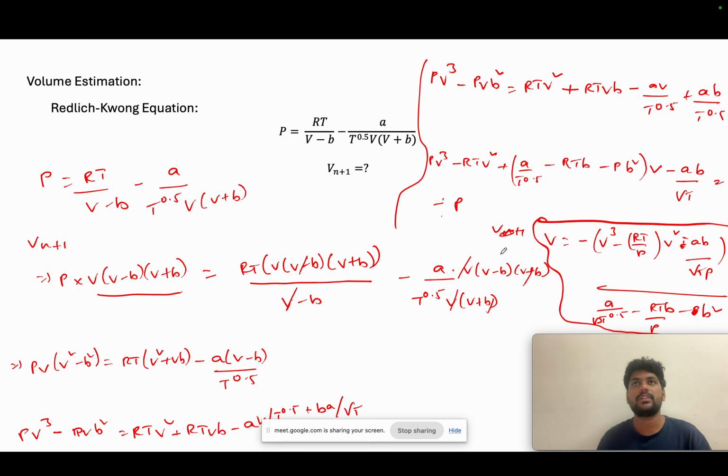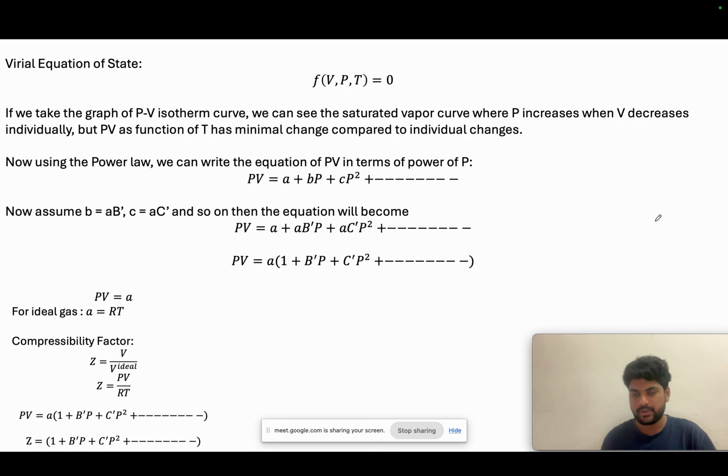And basically using this equation, we will say that initially the given volume, pressure and temperature is this, and considering the experiment and how much expansion has happened, we can do this by using the trial and error method, and we can get the approximate value. So once we know the volume estimation, then we will go to the real equation of state.